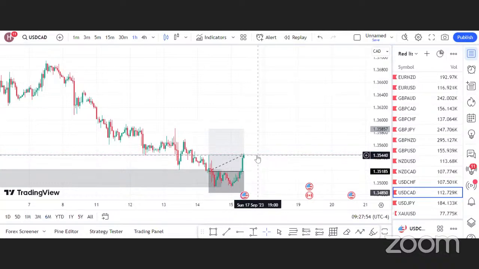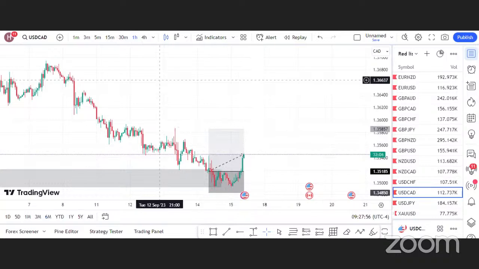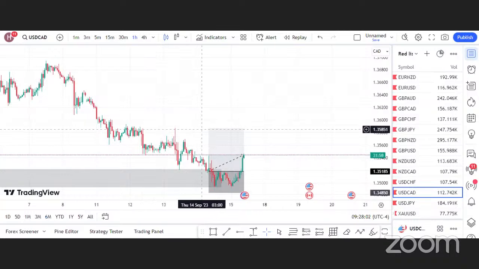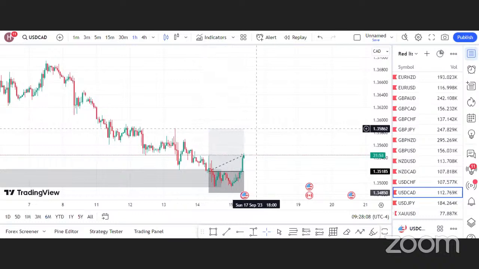I gave this signal yesterday, and I said it's an intraday trade. I said it could take hours. If you were here yesterday, I think you can testify to that also. I said it was going to take hours before it started playing out, and look what happened.